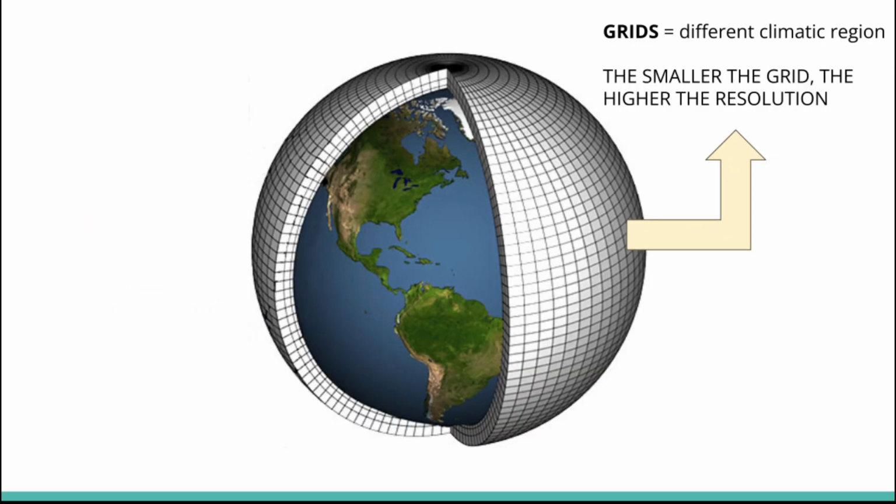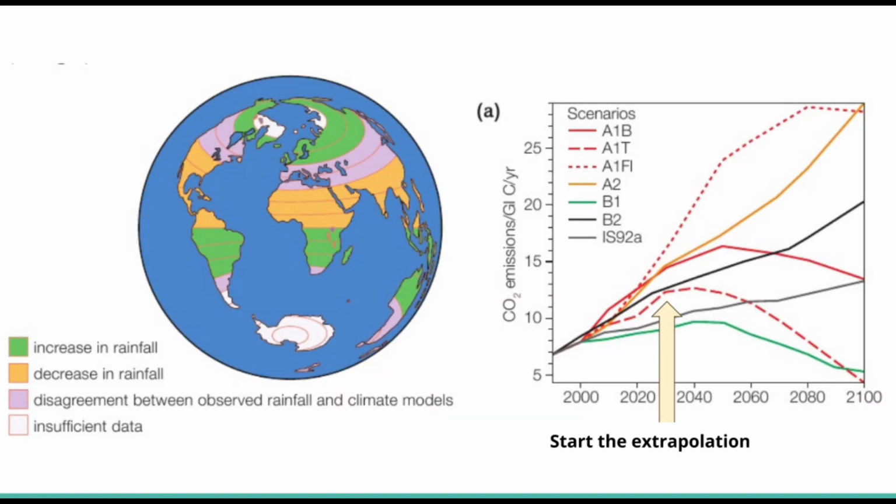So this is an example of a climate model. As you can see, these grids represent different climatic regions. The smaller the grid, the higher the resolution. These are more examples. On the left-hand side is a more simple example showcasing the weather patterns here. And on the right side, you can see an example where the x-axis is the years, and you can see that an extrapolation has been made to predict the future for CO2 emissions.